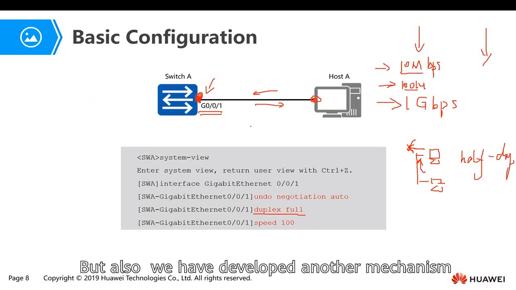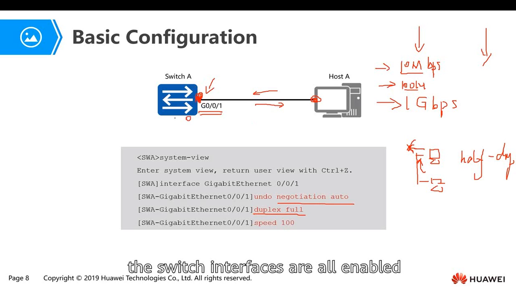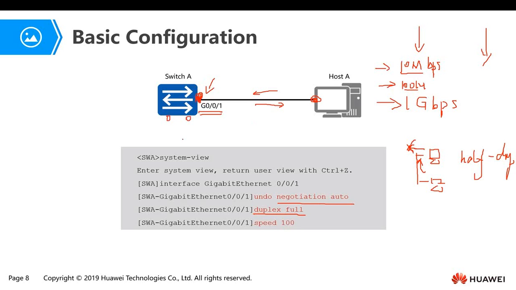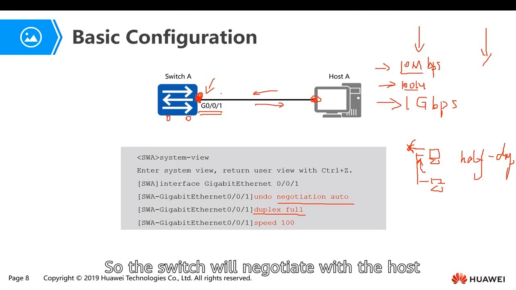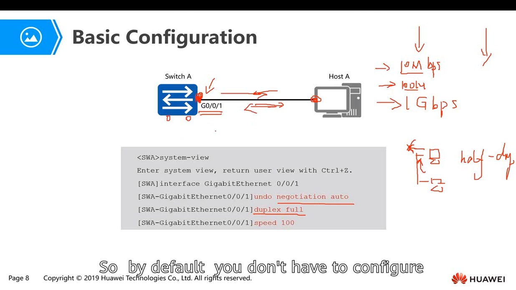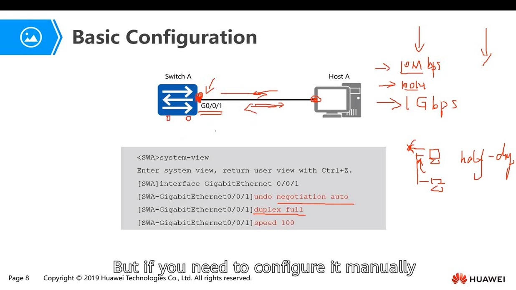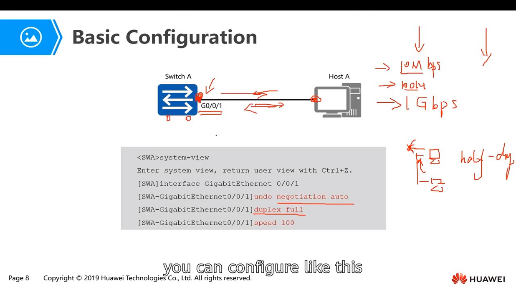But we also developed another mechanism we call auto negotiation. By default, the switch interfaces all have auto negotiation enabled. So the switch will negotiate with the host connected to this interface which speed and which duplex mode we should run in. So by default, you do not need to configure the switch's Ethernet interface. But if you need to configure it manually, you can configure it like this.